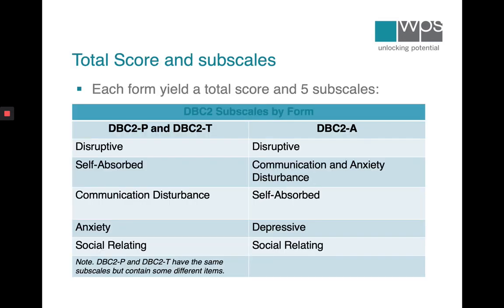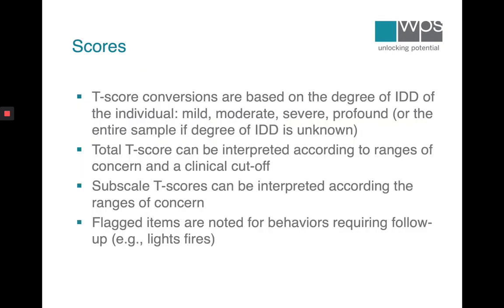So on the DBC2, you're going to get a total score, and then you will get subscales. The subscales are disruptive, self-absorbed, communication disturbance, anxiety, and social relating. The DBC2 scores are T-scores that are based off the degree of the intellectual or developmental disability, whether it's mild, moderate, severe, or profound.